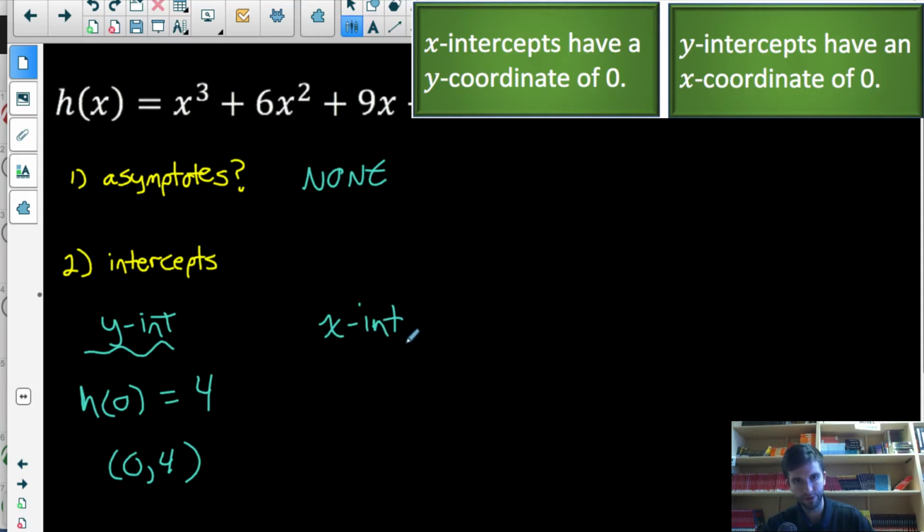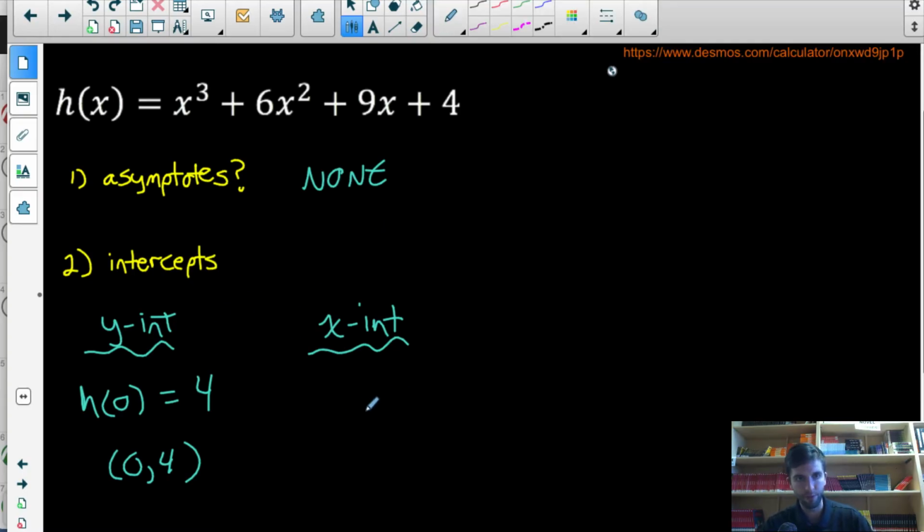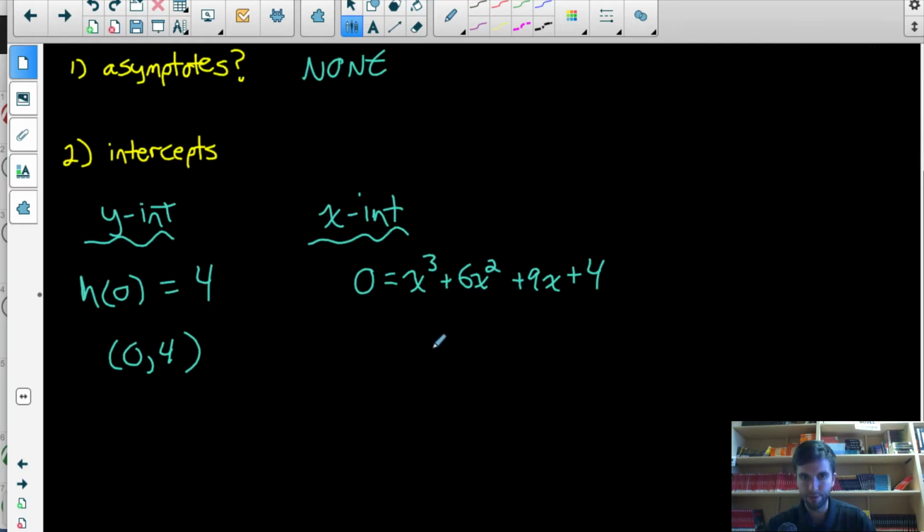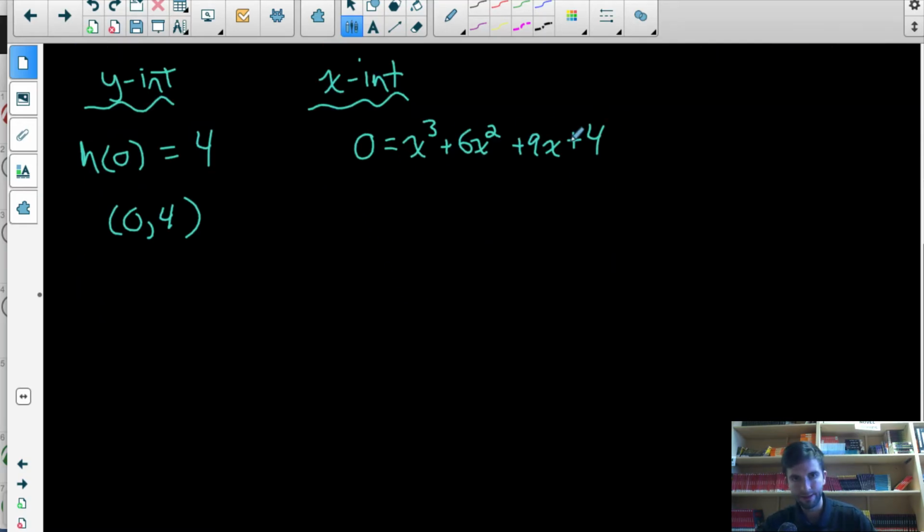X-intercepts are a little more difficult to calculate because we have to figure out what value of x makes the y value 0. So we want to set this function to 0 and solve for what value of x makes that true. And for this function, it's a degree 3 function. So we're going to have to get this in factored form to find its zeros. Grouping doesn't work for this one, so I'd have to actually test for zeros by testing factors of 4 to see what makes it 0, and then I'll do some synthetic division.